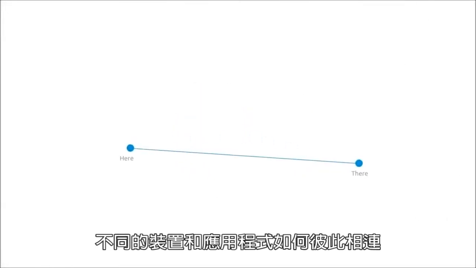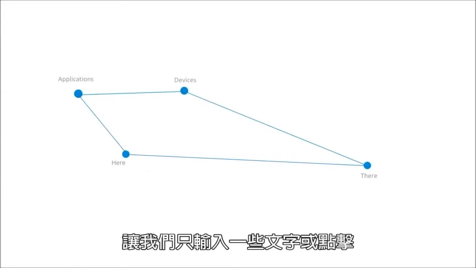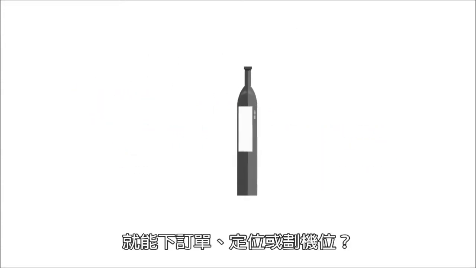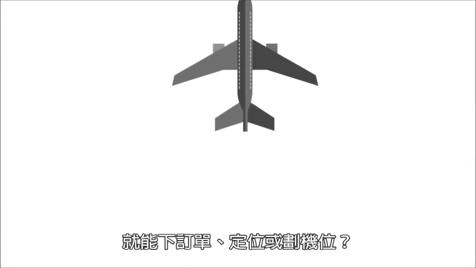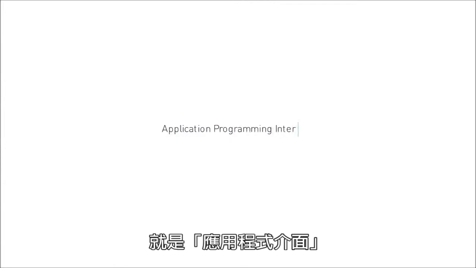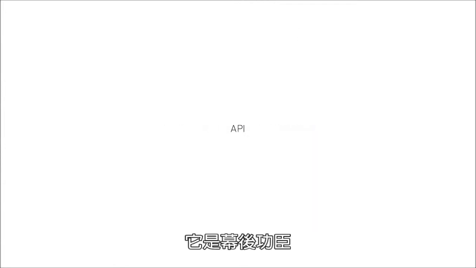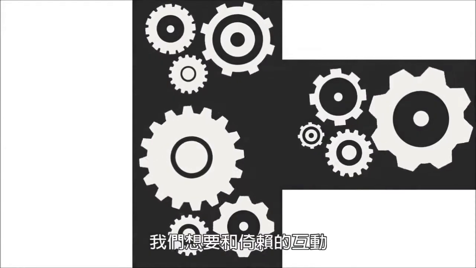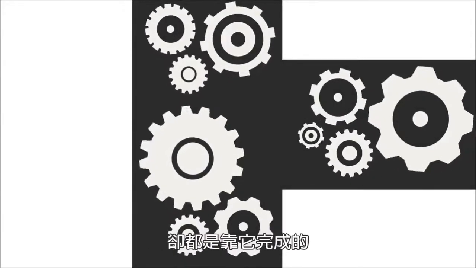How do different devices and applications connect with each other to allow us to place an order, make a reservation, or book a flight with just a few taps or clicks? The unsung hero of our connected world is the Application Programming Interface, or API. It's the engine under the hood and is behind the scenes that we take for granted, but it's what makes possible all the interactivity we've come to expect and rely upon.